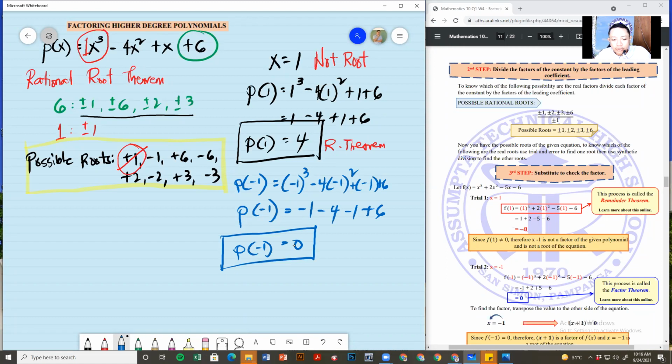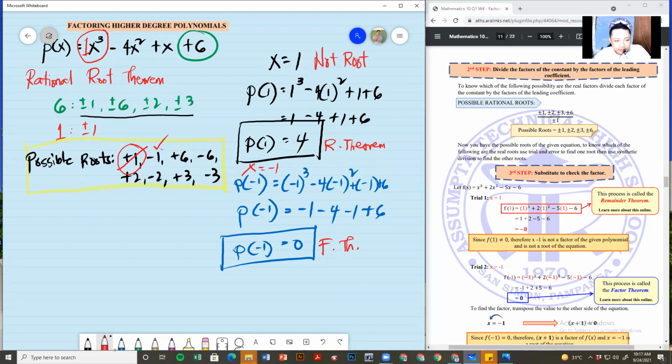Now, is this a factor or remainder theorem? Type your answer in the chat box. Okay, good. This is a factor theorem. So since this is a factor theorem, it only means that the root will help us identify the factor of our polynomial. Now, remember this was x is equal to -1.